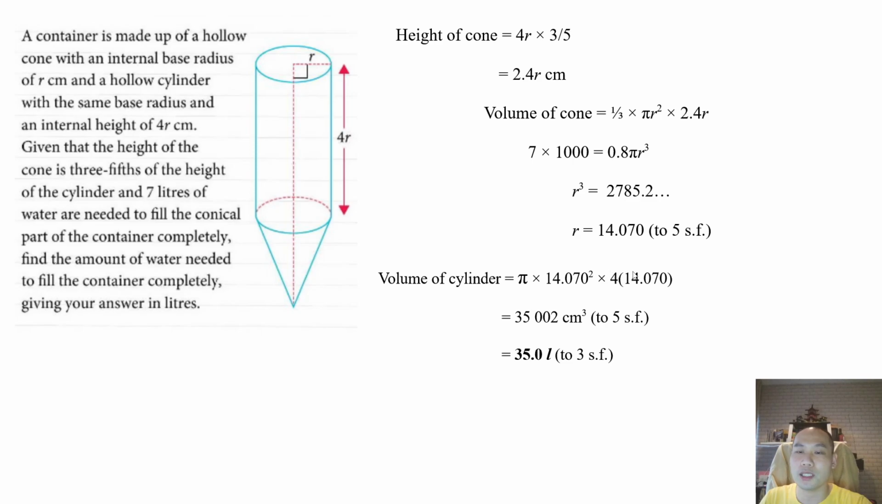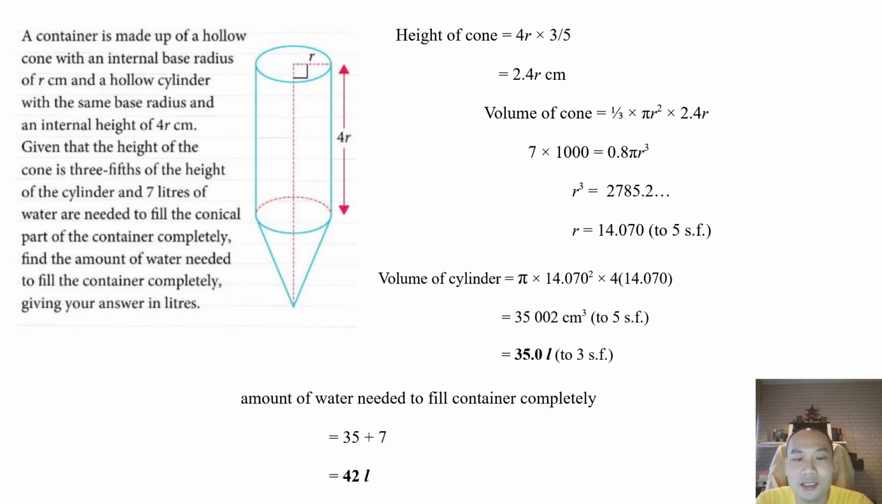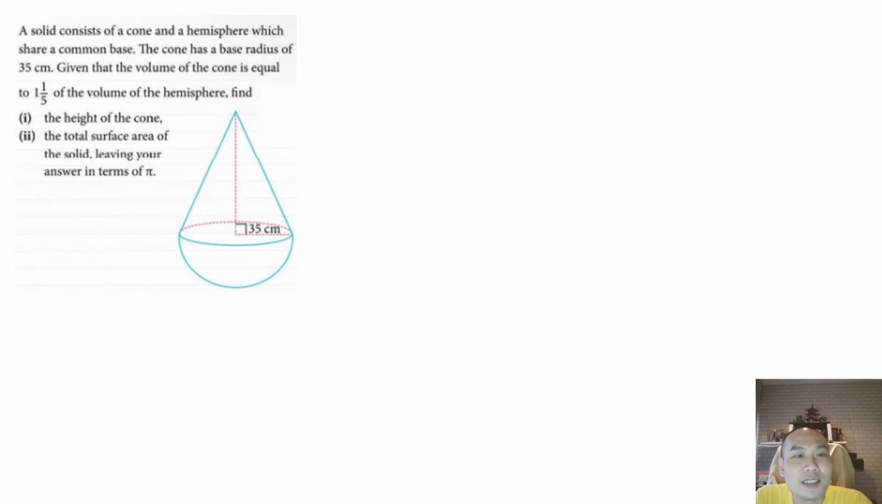Of course we know what our r is. Substitute r with the value 14.070, and it works out to 35 liters. So the volume of the cylinder is 35. The volume of the cone is 7. Therefore, the volume of the entire container is 35 plus 7, which is 42 liters. Moving on to the next question, this time we have a hemisphere and a cone.